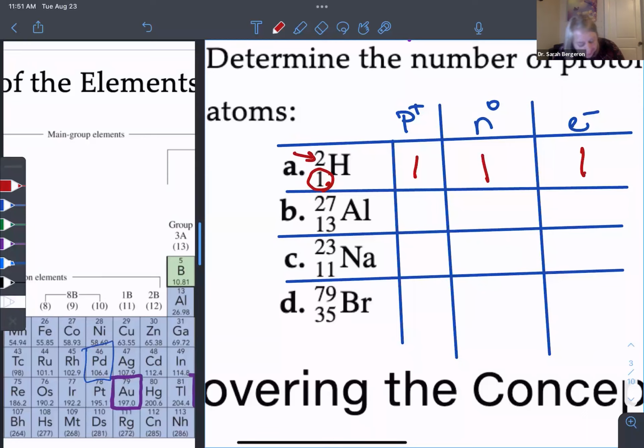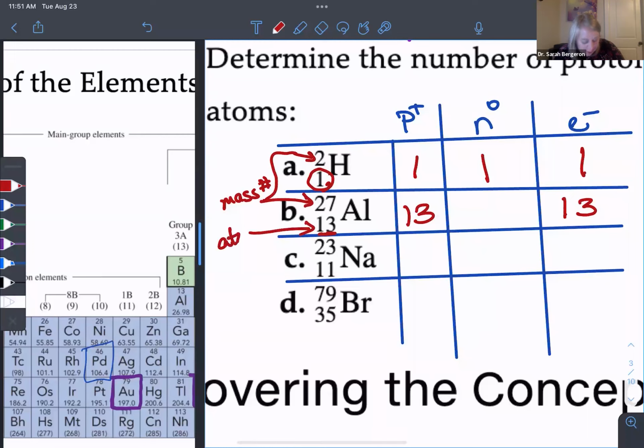It's so nice. Okay, protons is 13. I know they're going to be equal to electrons, so I'm going to go ahead and put that. Then I know this here is my mass number, right? Same thing up here, that's my mass number. So I take my mass number minus my atomic number. So 27 minus 13, we're going to get 14, and that gives us our number of neutrons, okay?